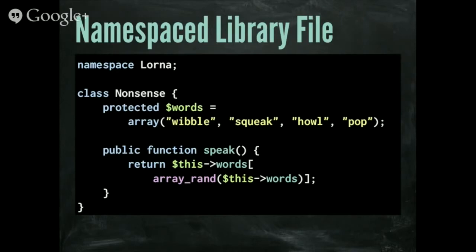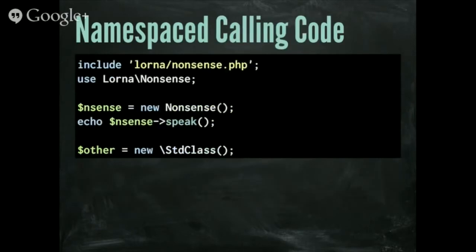I've declared a class, nonsense, and it's got a words property, and it's got a speak function. And when you call speak, it returns you a random word. The way I use this code is, first of all, I've included it here. You might see code which uses auto-loading, which means that you don't necessarily need to require or include code, but I've just included it to make my example work easily. First of all, I'm saying I want to use the Lorna nonsense namespace. Now remember that Lorna is the namespace, nonsense is the class name. Once I've done that on line 2, I can just instantiate a nonsense object and then ask it to speak.